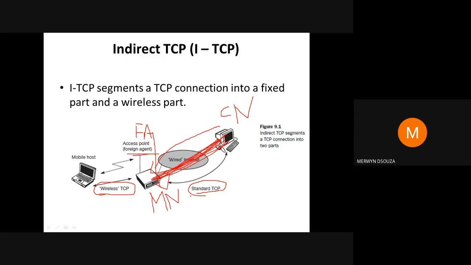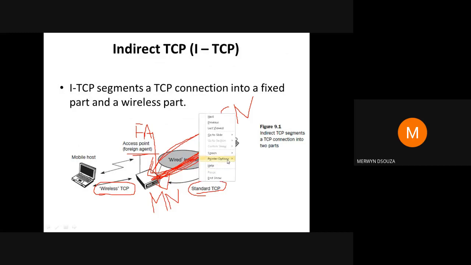For the wired part of the TCP, or your wired connection, the correspondent node communicates with the foreign agent, and the foreign agent acts as a proxy for the mobile node, or your mobile host. The correspondent node is not aware that it is not sending the packets to the mobile node, but instead it is sending the packets to the foreign agent. It feels it is sending the packets directly to the mobile node, but that is not what happens.